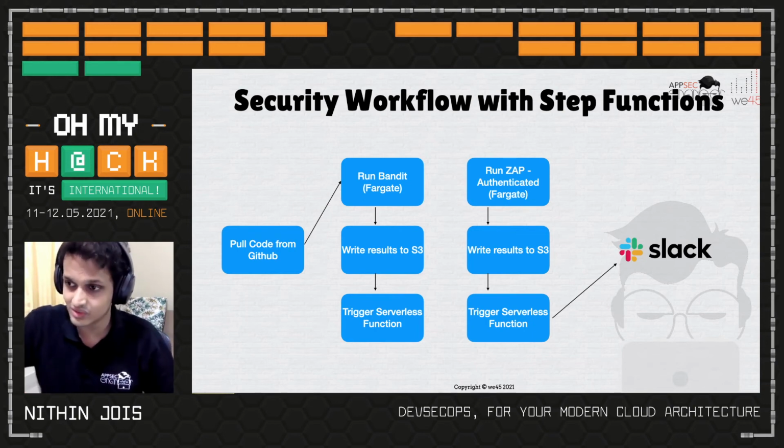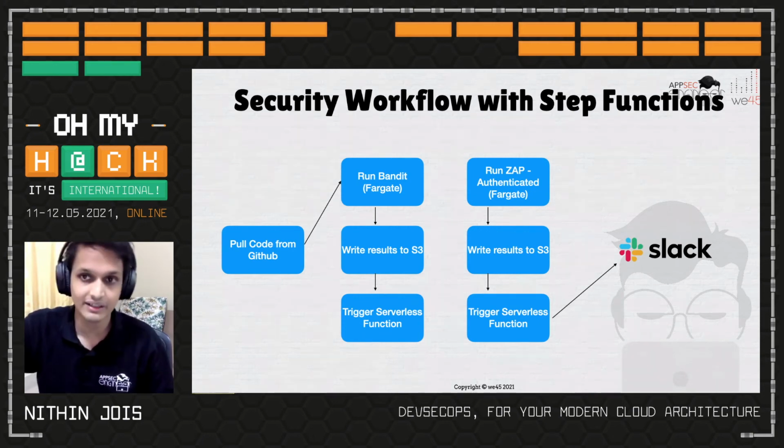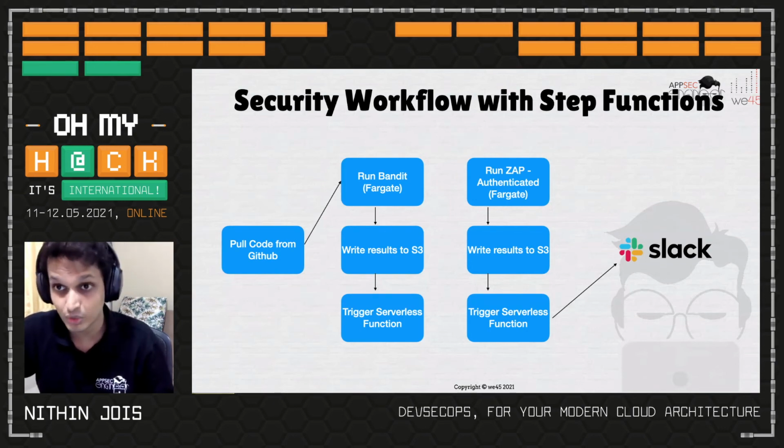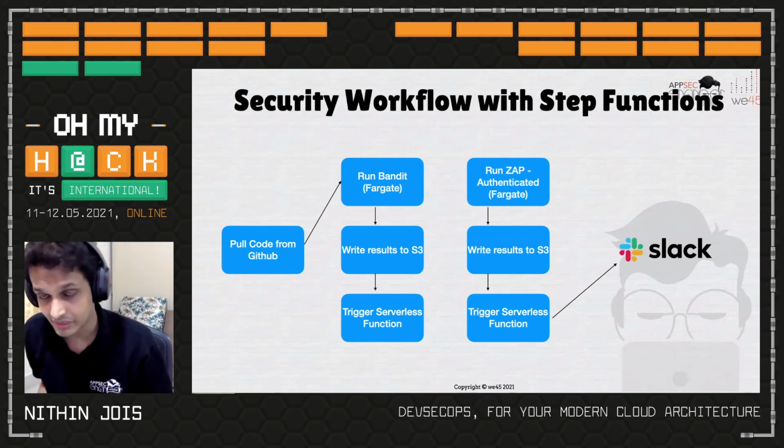So in our case, we essentially pulled our code from GitHub, ran our Bandit scan, wrote results to S3, which then triggered a serverless function. Similarly, we triggered a Zap Fargate task, wrote all of the results to S3, and that triggered a serverless function. And all of these results were published and it was notified on our Slack channel as well.